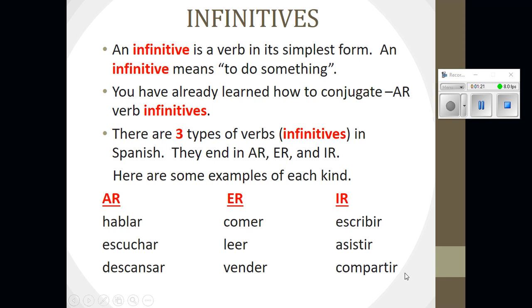So at this time, go ahead and fill in the next few questions and list three examples of ER infinitives and IR infinitives. Pause the video.